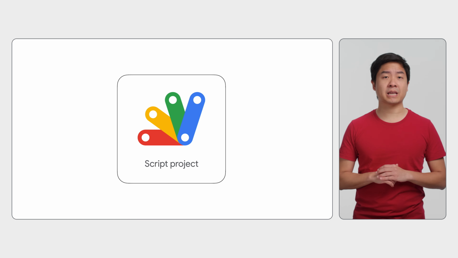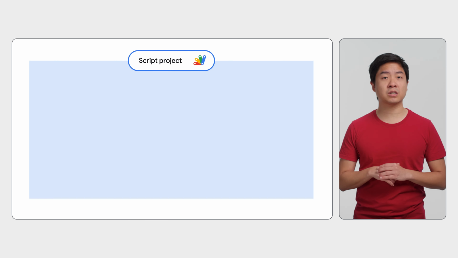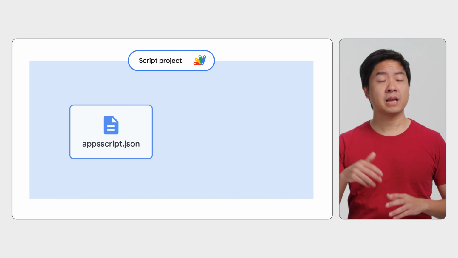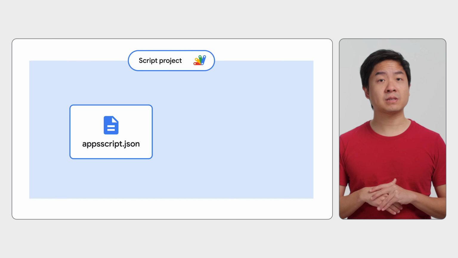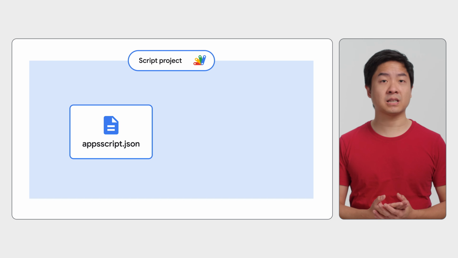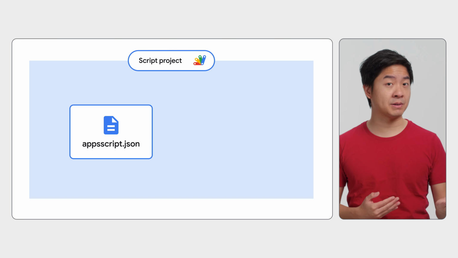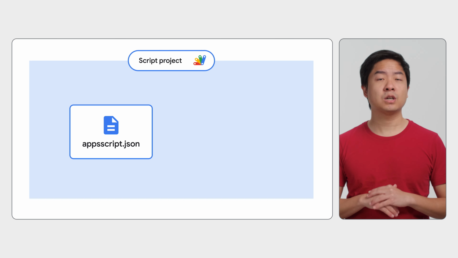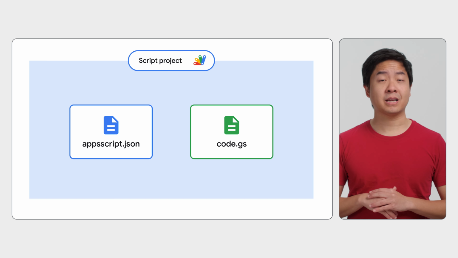A connector is built with AppScript, which is similar to JavaScript. You will need an AppScript project, which should contain at least 2 files. An appscript.json file, which serves as your connector's manifest, containing your connector's metadata like name and description. And most importantly, you need the connector's code. In this example, we will have all our code in one file called code.js.